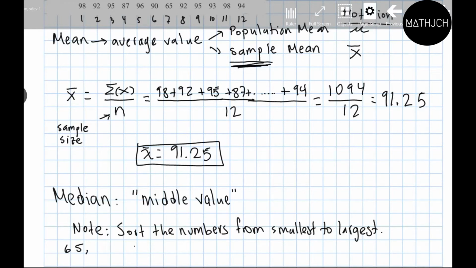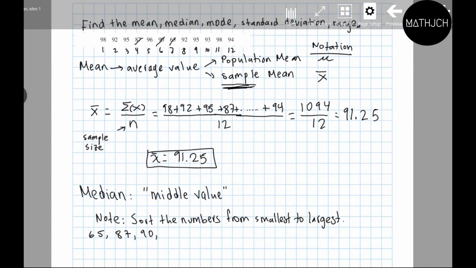So we have 65, then we have, let's see, 87 maybe. Yeah, 87. Right, what's the next one? Then 98 twice.